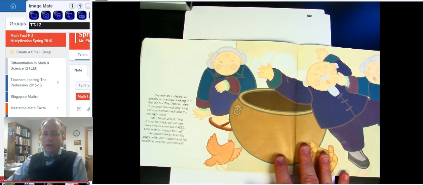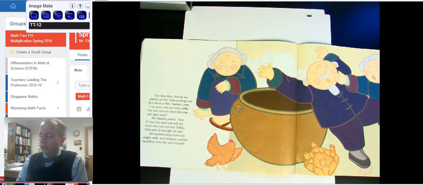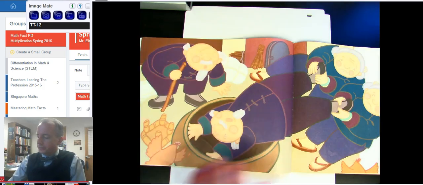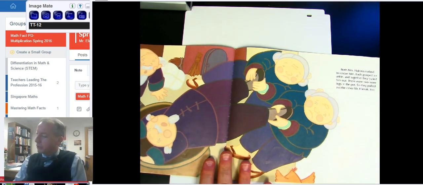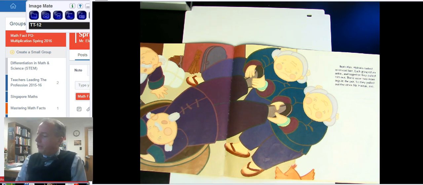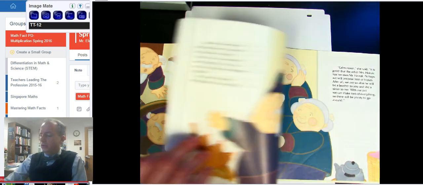The new Mrs. Hack Tack sat silently on the floor looking lost. But the first Mrs. Hack Tack cried, "I'm your one and only wife. Put that woman back into the pot right now." Mr. Hack Tack yelled, "No! If I put her back in, we won't have 2 women but 3. Oh, 1 wife is enough for me." He backed away from his angry wife, and he tripped and he fell head first into the pot himself. Both Mrs. Hack Tacks rushed to rescue him. Each grasped an ankle, and together they pulled him out. There were 2 more legs in the pot, so they pulled out the other Mr. Hack Tack too.